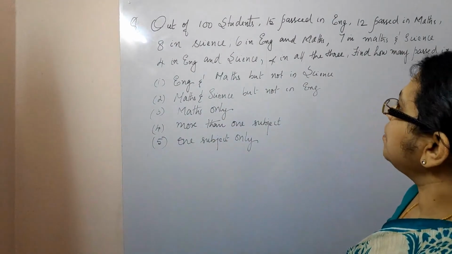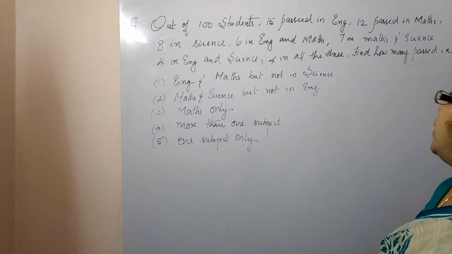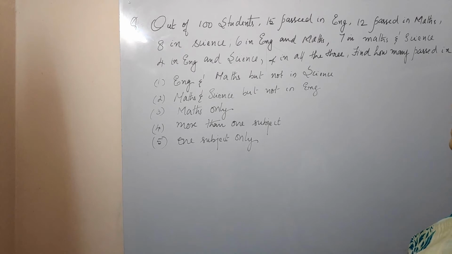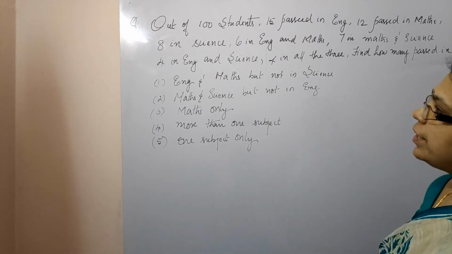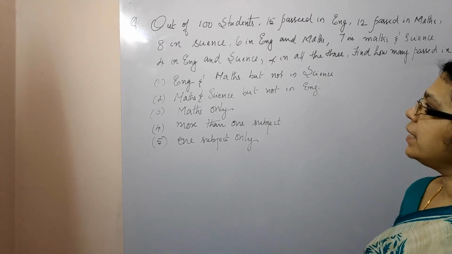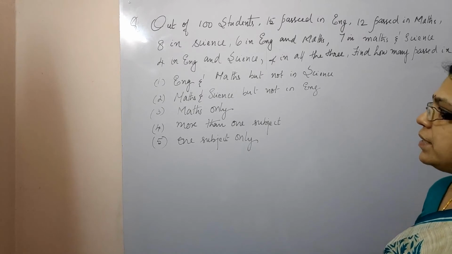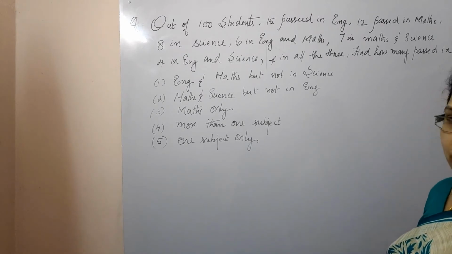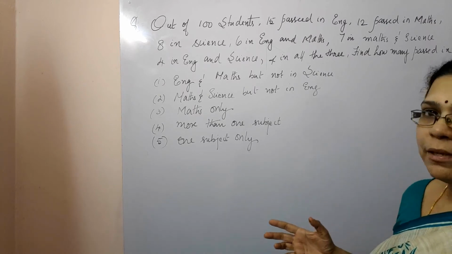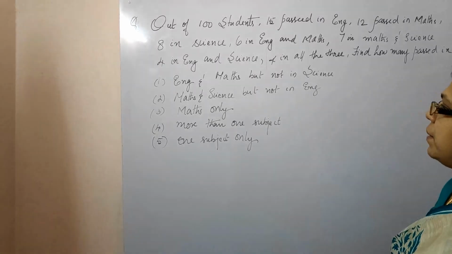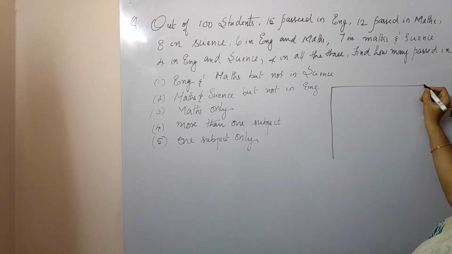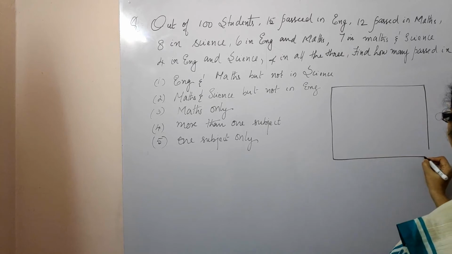Out of 100 students, 15 passed in English, 12 passed in Maths, 8 passed in Science, 6 in English and Maths, 7 in Maths and Science, 4 in English and Science, and 4 in all the three. Find how many passed in English and Maths but not in Science, Maths and Science but not in English, Maths only, and more than one subject only. Looking at the question, you might feel that this is going to be a tougher job. But I will show you using the Venn diagram. So I draw the Venn diagram first.